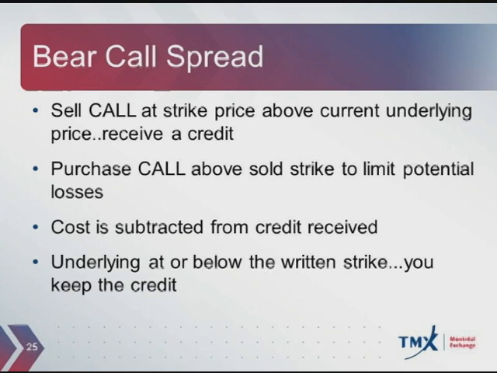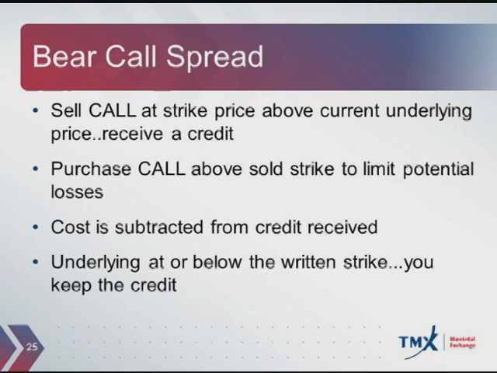Now the trade-off, as I mentioned, is that when we actually sell an option contract naked, which is what we would refer to as just selling the contract without any additional option contract in place to identify risk, we have an unlimited risk exposure. So what we do is, in the case of the bear call spread, we still sell the call and collect a credit, but we're going to turn around and buy a call above the sold strike to limit our potential losses. And what happens is the cost is subtracted from the credit we received.